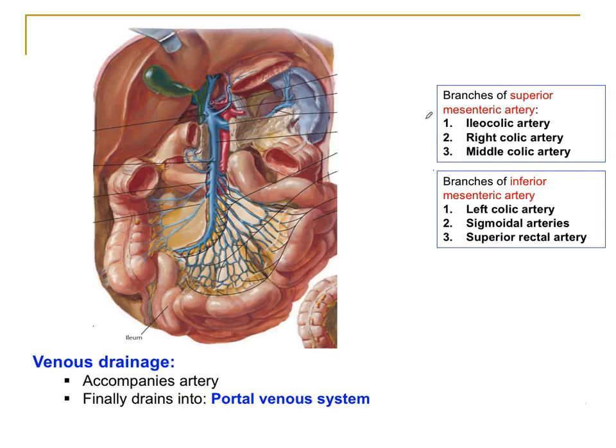The venous drainage is quite easy. The veins accompany the arteries, so they have the same names as the arteries and drain those areas. Finally they drain into the portal venous system. Just remember the artery name, and in place of the artery you can write the vein. All these veins drain directly into the portal vein.